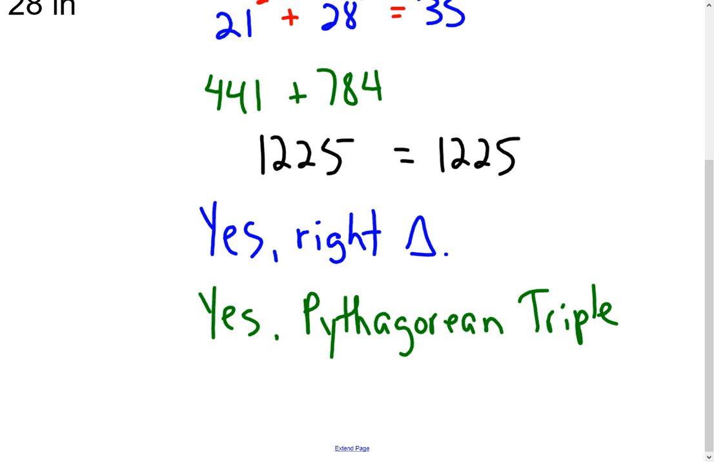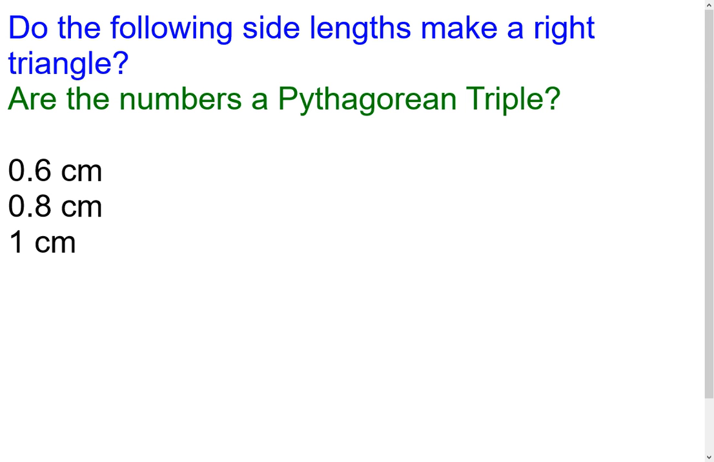There's our first example. Now, my next example, I have the same concept, three different side lengths. This time we have 0.6 centimeters, 0.8 centimeters, and 1 centimeter. Do those three side lengths make a right triangle? I don't know yet. I'll have to put it into a squared plus b squared equal to c squared.